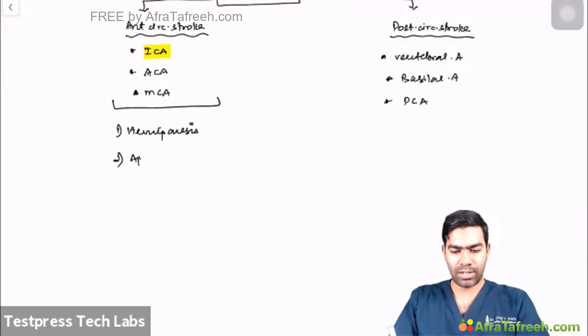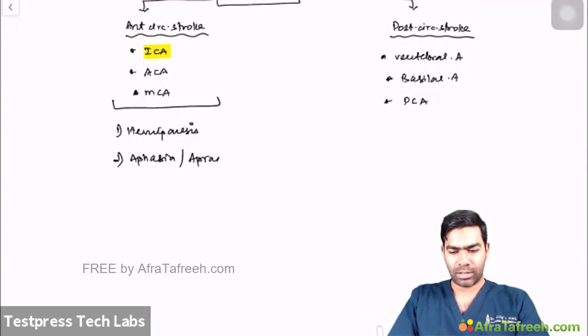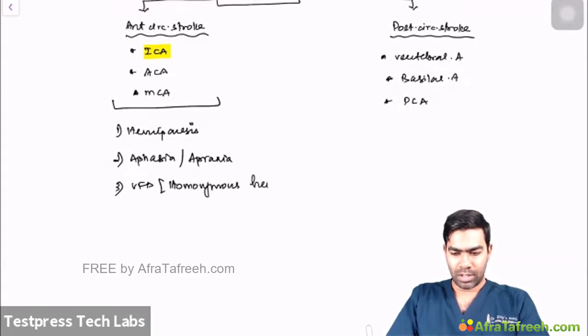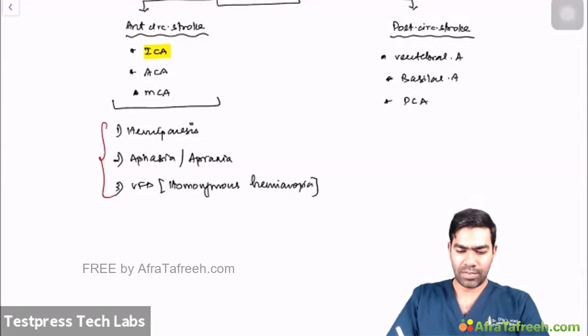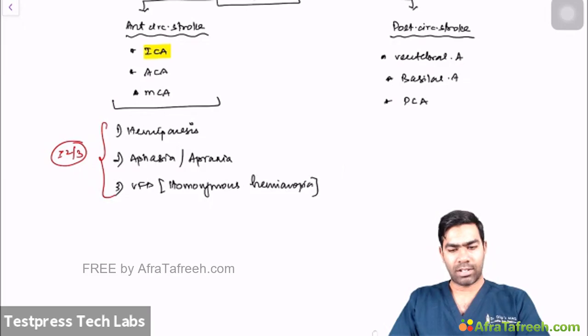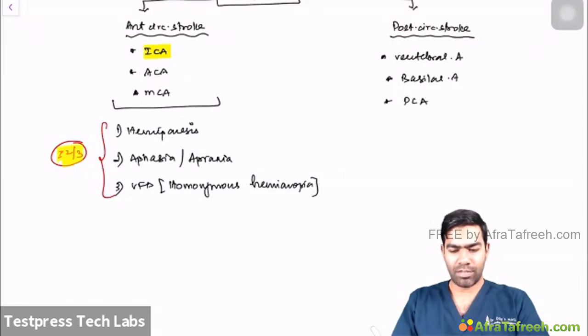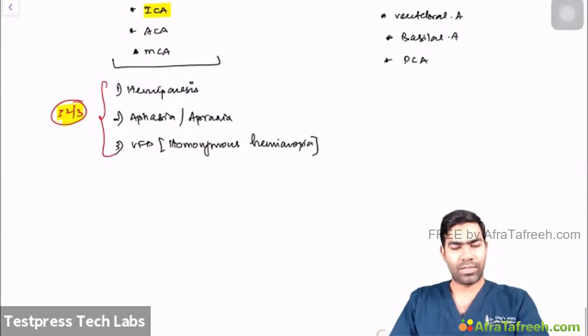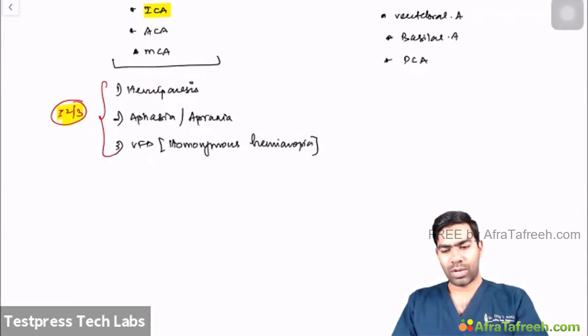For example, the question gives some features like aphasia or apraxia. And number 3, if the patient is having visual field defects, especially in the form of a homonymous hemianopia. If among these 3 you have at least 2 out of 3, then that is called an anterior circulation stroke. Basically, all these 3 findings are very highly sensitive. If you have any 2 out of 3, then surely you can tell the patient is probably having an anterior circulation stroke.